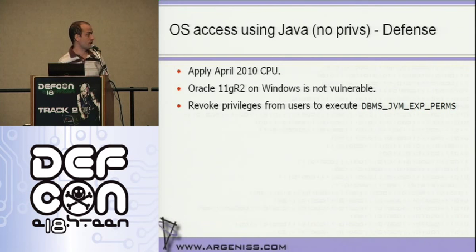So to defend from this attack, the one that doesn't use any privileges, we should apply the April 2010 CPU that fixes the Java vulnerabilities that allow granting the Java permissions, even if we don't have the Java admin role granted. Or we could revoke the privileges from the DVSYS JVM permissions package, which is the one that is used to grant the Java privileges.